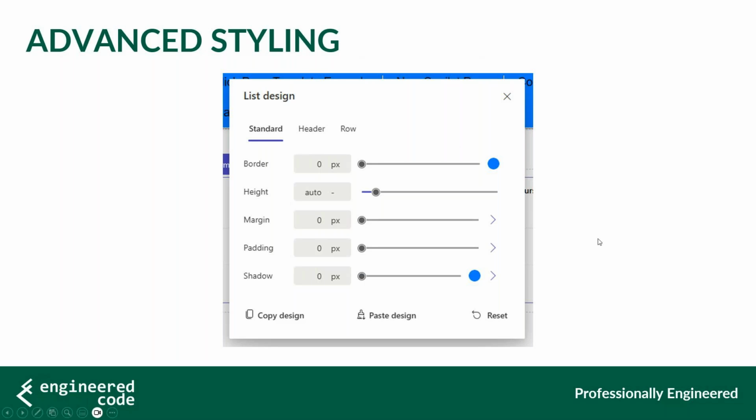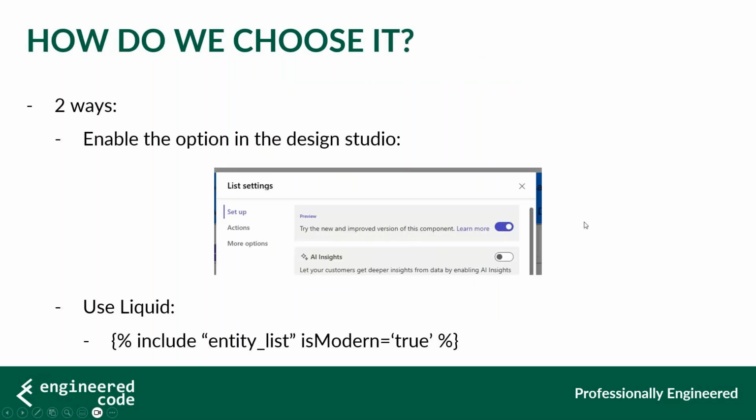There are basically two ways of doing that. There is a simple option if you're in the design studio. There's a little toggle that says preview, try the new and improved version of this component. You flick that switch and the list becomes modern.